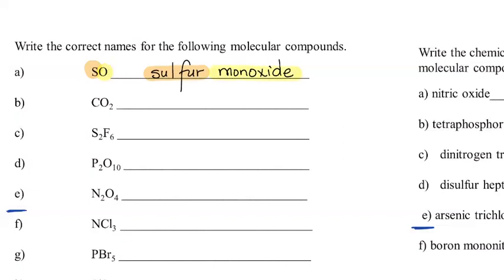Let's do letter B, CO2. What will be the first word? Based on the capital C. Great. Carbon. Now we have 2 oxygens. How do we describe that? Great job. Dioxide. That's the second word.